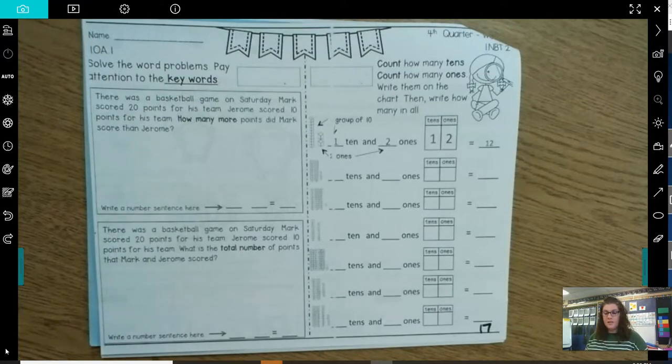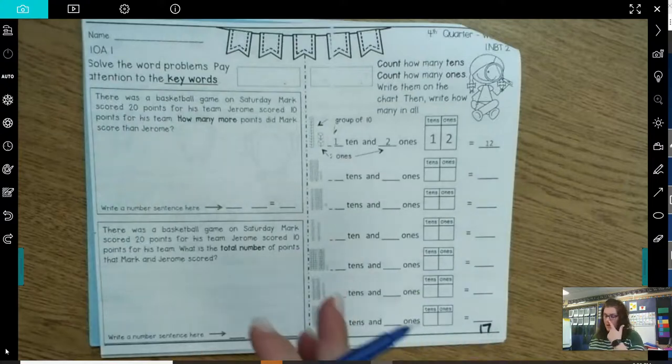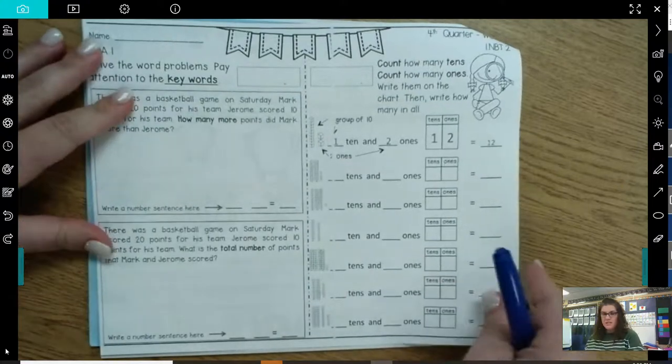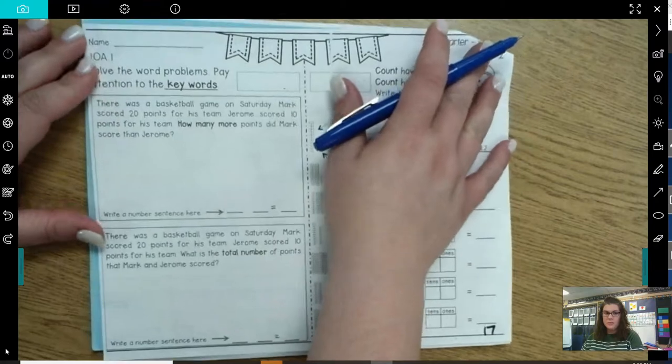Okay, if you're back with me, that tells me you have your book open, you have your pencil, and you're ready to rock and roll. So we're going to work on page 17 and 18 today on some review. So let's read through each of the problems.